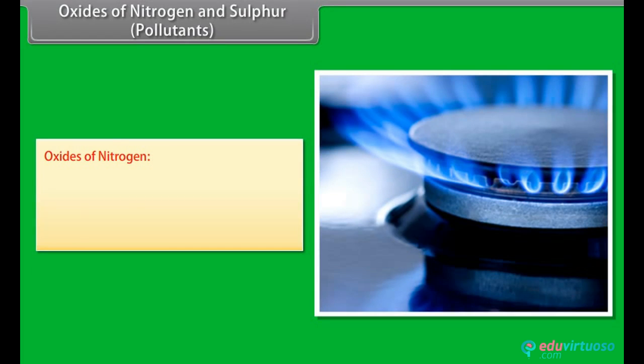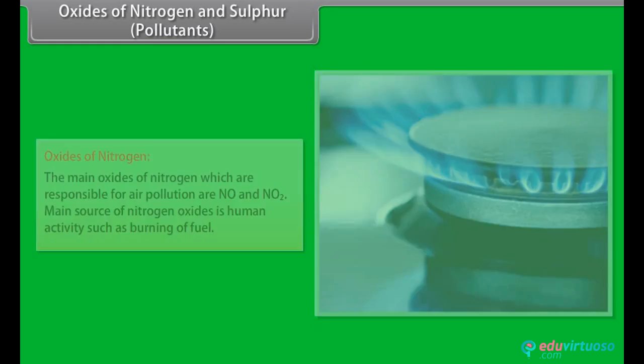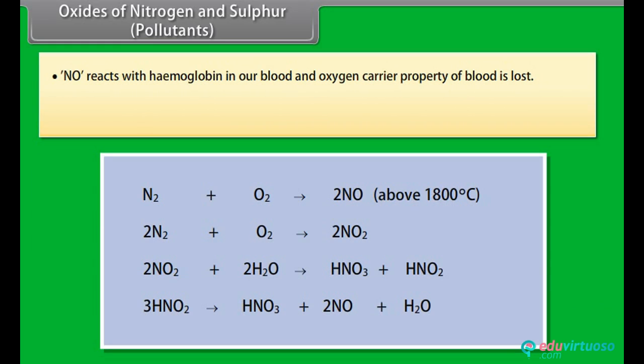Oxides of nitrogen and sulphur. Pollutants. Oxides of nitrogen. The main oxides of nitrogen which are responsible for air pollution are NO and NO2. The main source of nitrogen oxides is human activity such as burning of fuel. The main reactions are: NO reacts with hemoglobin in our blood and the oxygen carrier property of blood is lost.